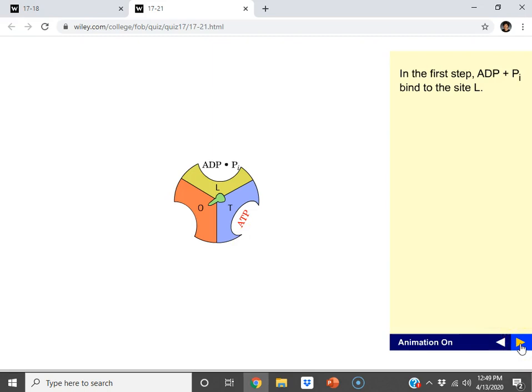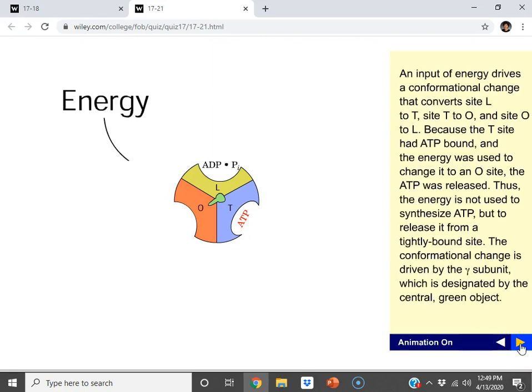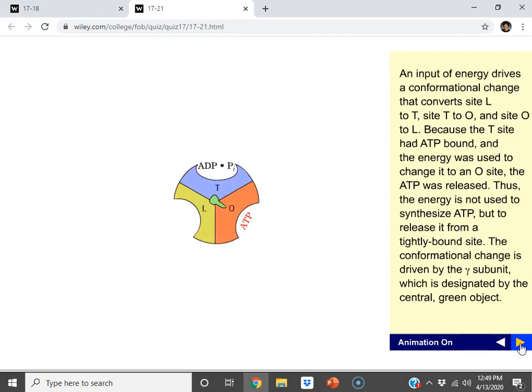So what happens next is we have the energy of electron transport. And when that happened, the protons that were pumped out of the matrix and into the intermembrane space came through that F sub 0 channel and then rotated this. So now the conformations changed. So it was loose to tight to open. So this was loose and now it's tight. And this was open. This was tight, so now it's open.